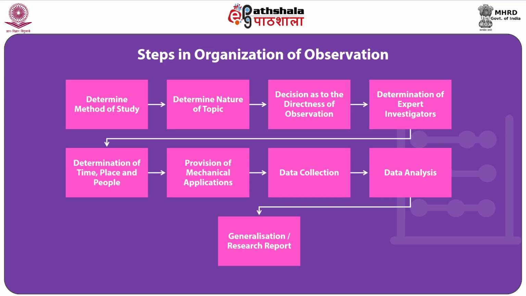Fourthly, determination of expert investigators. Suppose the researcher is only moderately experienced in the application of the observation method, he may request some expert investigators to observe or help the observation process. Fifthly, determination of time, place and people to be studied. So, well in advance, the researcher has to decide what the time is, where exactly the place is, and who the people to be observed are.